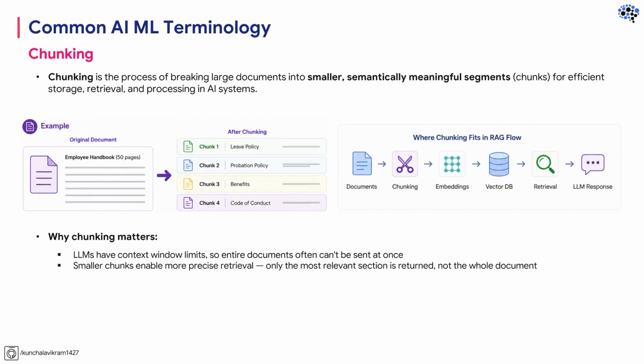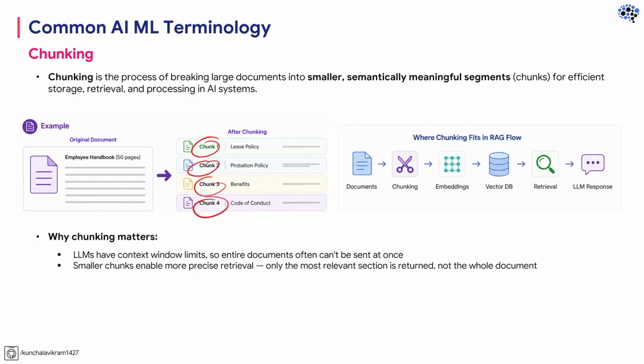Now, what is chunking? Before understanding chunking, there is a whole process of RAG, which involves the knowledge bases, and we also have to understand the vector databases even before retrieval augmented generation kicks in. Chunking is the process of breaking large documents into smaller meaningful segments, also known as chunks.